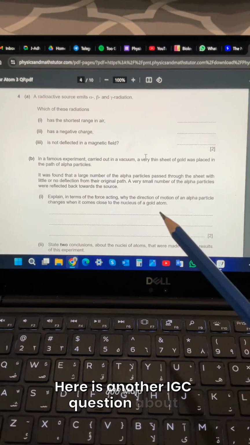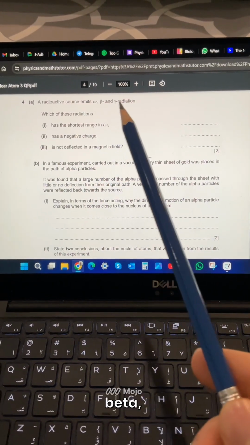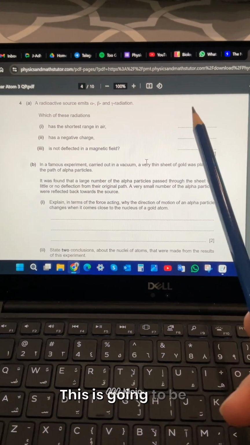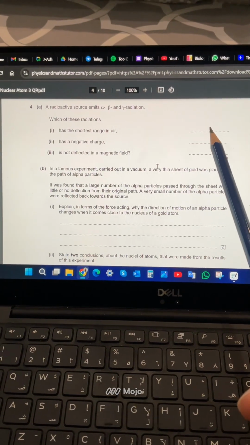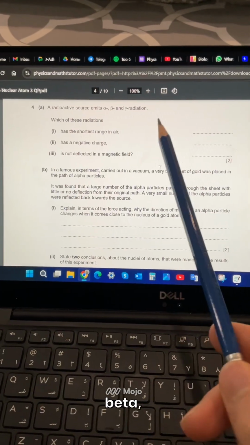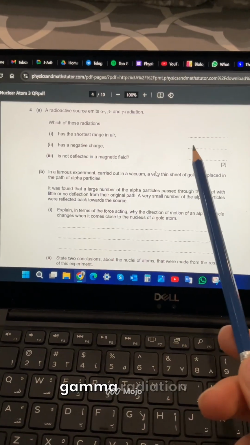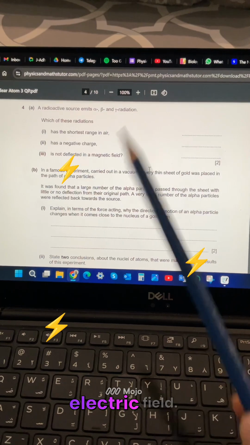Here's another IGCSE question about nuclear physics, okay? A radioactive source emits alpha, beta, and gamma radiation. Which of these radiations has the shortest range in air? This is going to be alpha, because it can be stopped by air sometimes or even by a thin sheet of paper. Negative charge, of course, beta, it is equivalent to the electron, is deflected by a magnetic field. Of course, gamma radiation is not deflected by any sort of magnetic field or electric field.